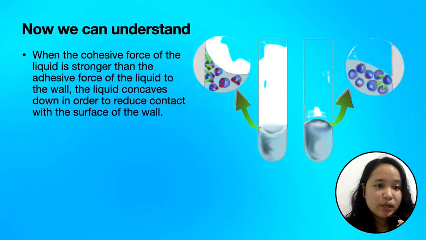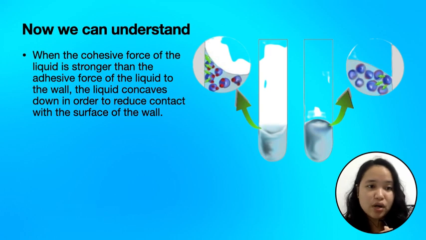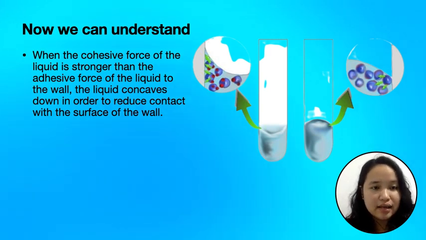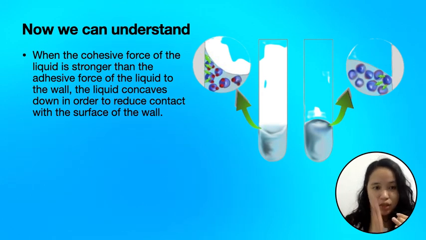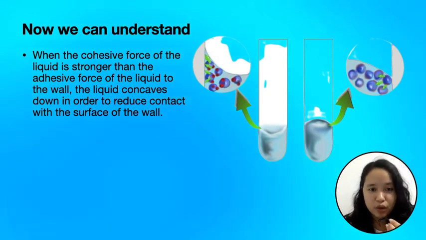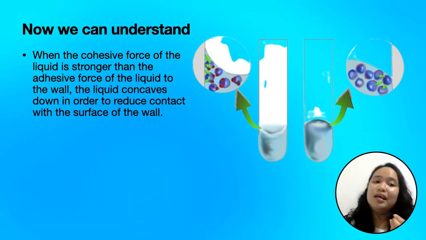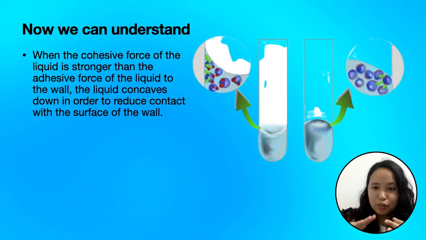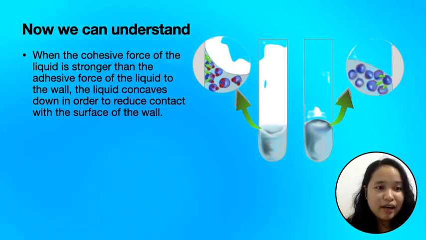When the cohesive force of the liquid is stronger than the adhesive force of the liquid to the wall of the tube, the liquid curves downward in order to reduce contact with the surface of the wall, since it does not like that different substance. It curves so that it covers a lesser surface.